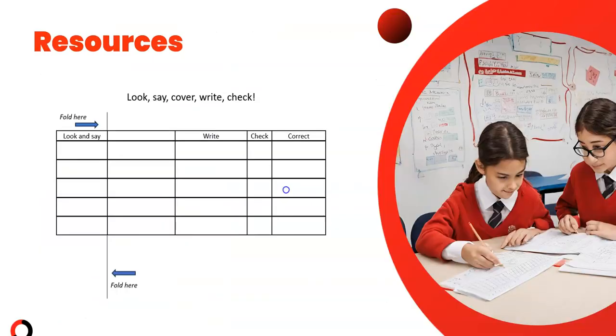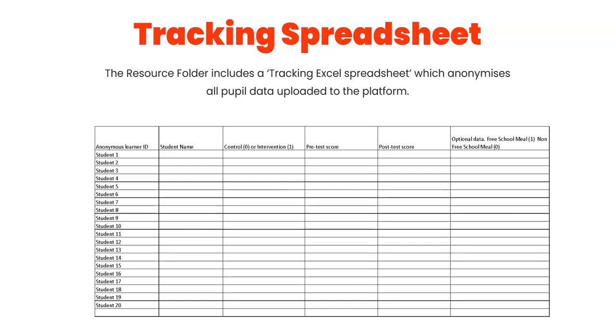Resources. In the resource folder, you will see the Look, Say, Cover, Write, Check template. You will also find a one-page guidance for the creation of the spelling test, and you'll also find an FAQ, which is frequently asked questions. In the resource folder, there's a tracking spreadsheet, and this allows you to link an anonymized learner to a learner in your class.